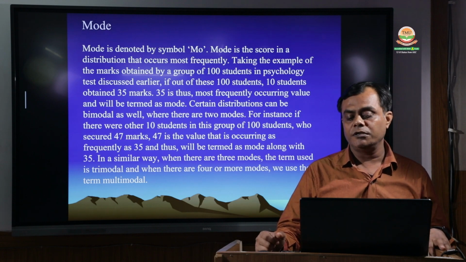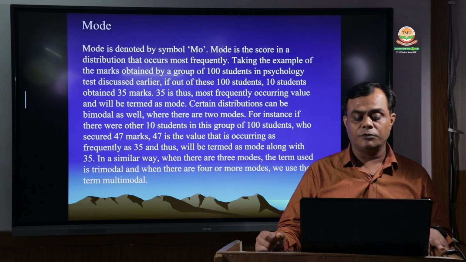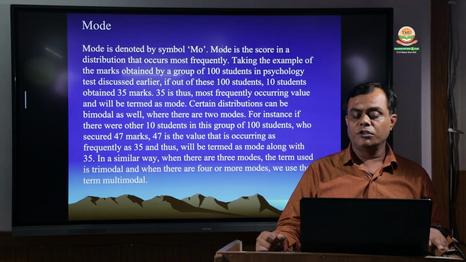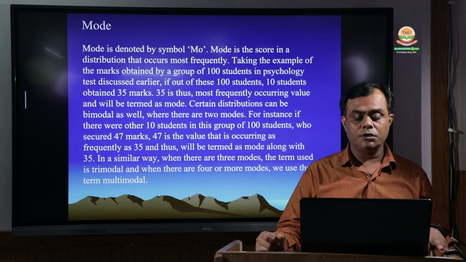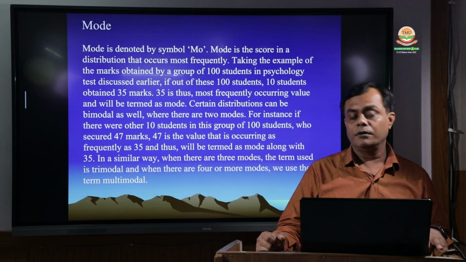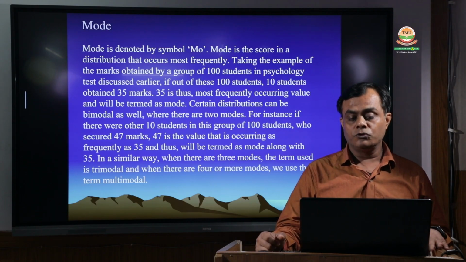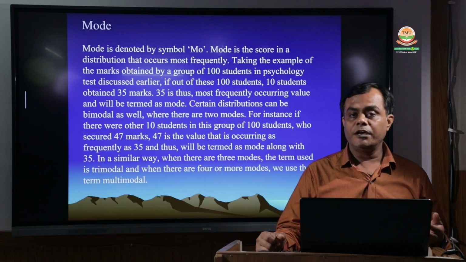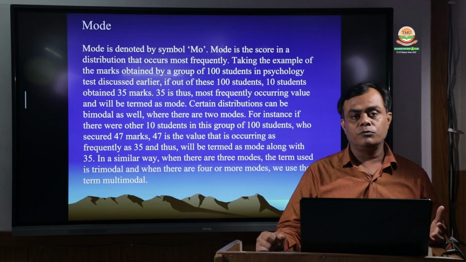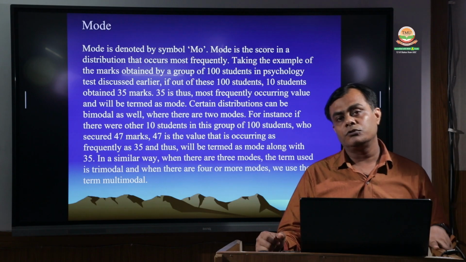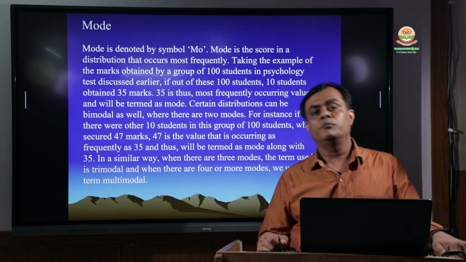In a similar way, when there are 3 modes, we term it trimodal, and when there are 4 or more modes, we use the term multi-modal. So sometimes we have 3 modes, or sometimes 1 mode, or sometimes more than 3 modes. So we also use the multi-mode value.